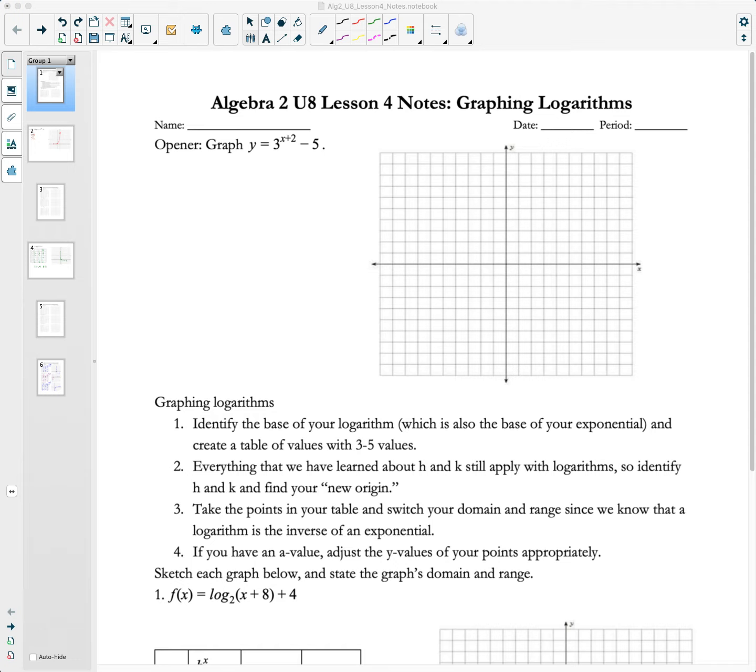You have a graph of an exponential function there, 3 to the power of x plus 2 and then minus 5. So if you wouldn't mind, give that problem a shot, pause the video, and then turn it back on. Let's see how you did.